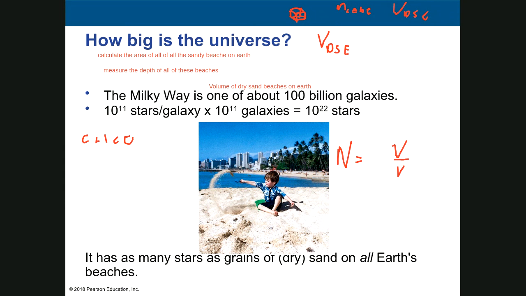So that's V dry sand Earth over V dry sand cube, times that little n. And this will give us big N. So this will give us an order of magnitude, right? And when you do this calculation, you get about 10 to the 22 grains of sand.